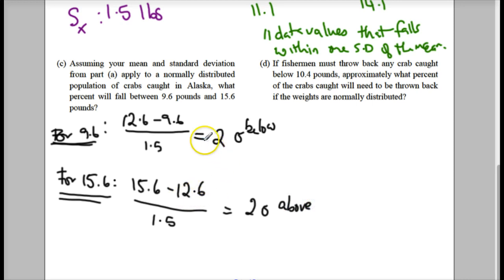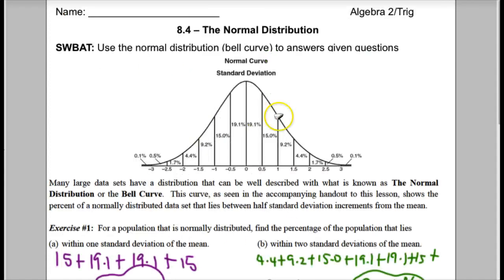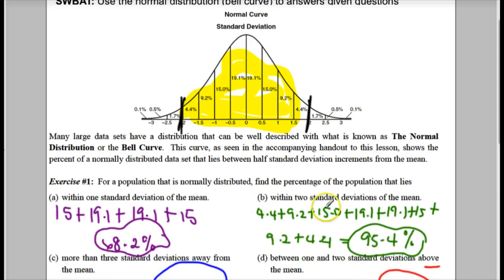The question is asking you what percent. So we need to find what percent is 2 below and 2 above. Go back to here, and I want to find 2 below is at -2 and 2 above is at +2. So I want to find what's everything between here. What's all this percent added together? We actually did this calculation already in part B, which came up to 95.4%.